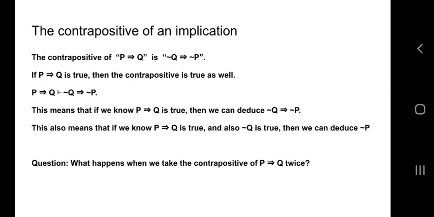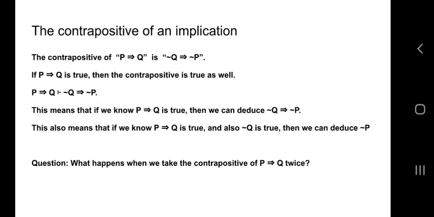Okay, hopefully you had enough time to create that truth table. Now I have a question. What happens when we take the contrapositive of P implies Q twice? So let's say we take the contrapositive of P implies Q. We're just going to get the formula not Q implies not P. And then what if we take the contrapositive of not Q implies not P? What will we get then? Well, we're just going to get not P implies not Q.